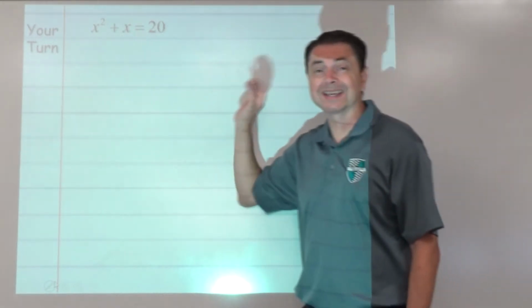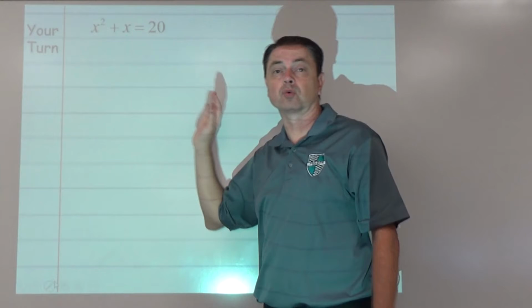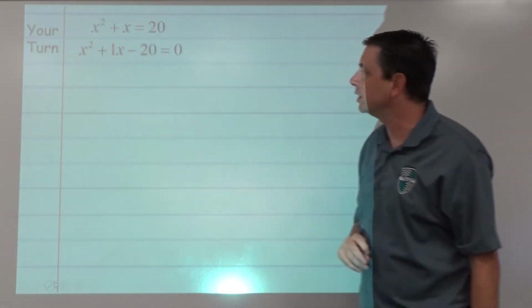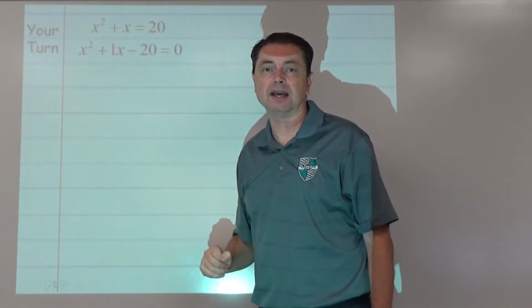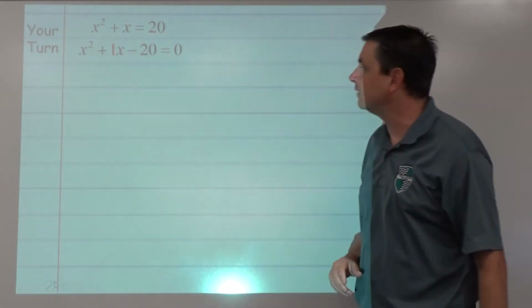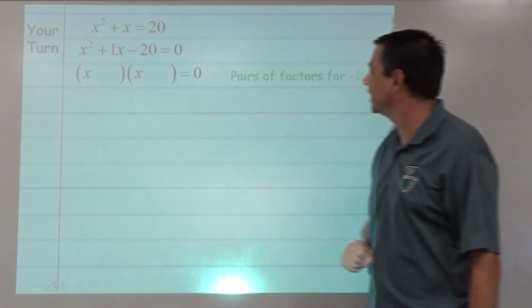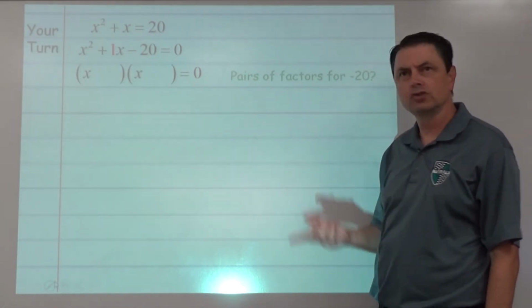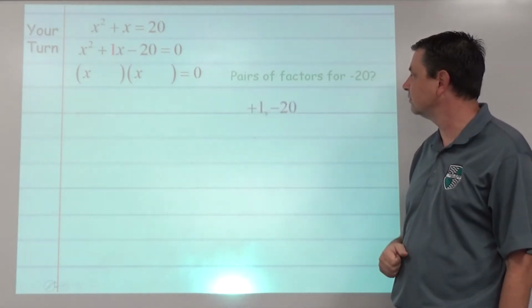So another one where we got to get it equal to 0. X squared is positive on the left. Great, let's keep it there, which means let's get rid of the 20. Let's subtract 20 on both sides. Keep in mind the plus x does mean plus 1x, so that when we go ahead and factor, we go x and x, and we list the factors of negative 20, such as 1 and negative 20, 2 and negative 10, 4 and negative 5.